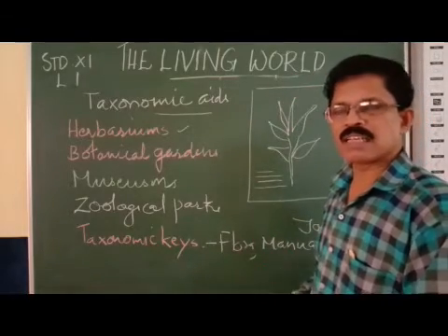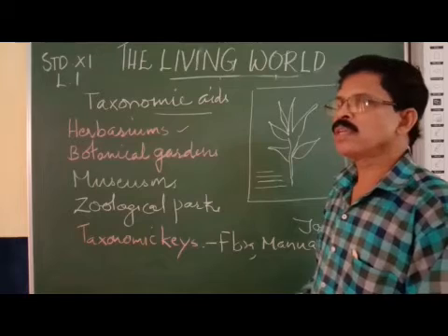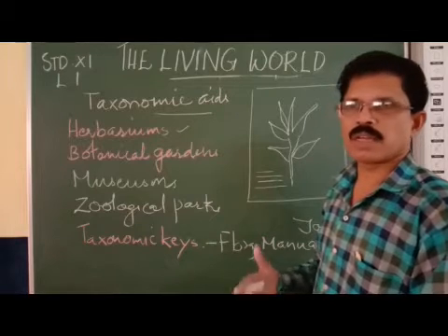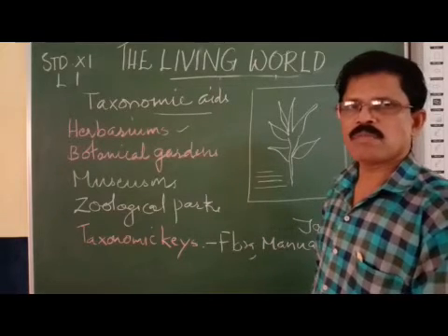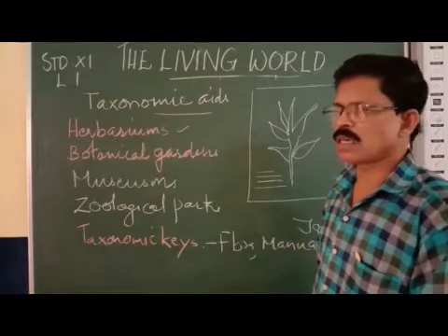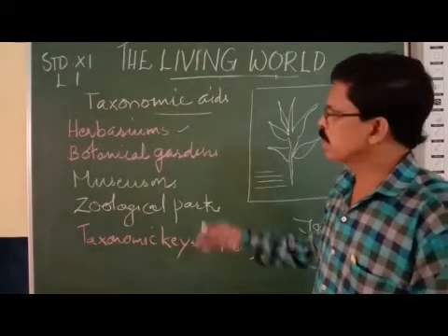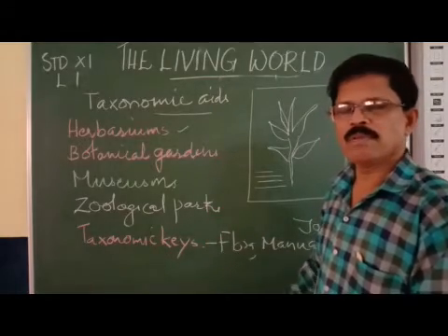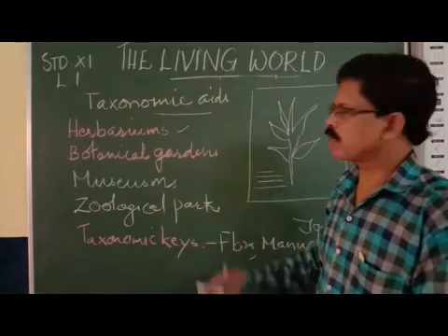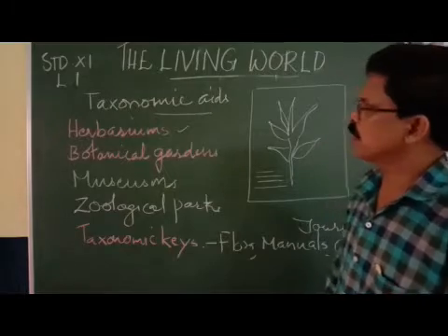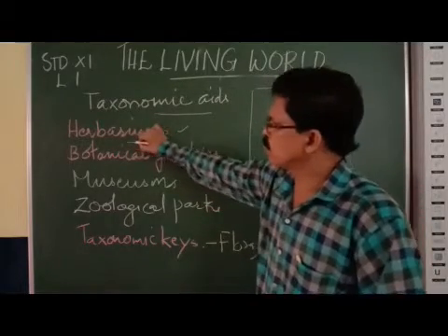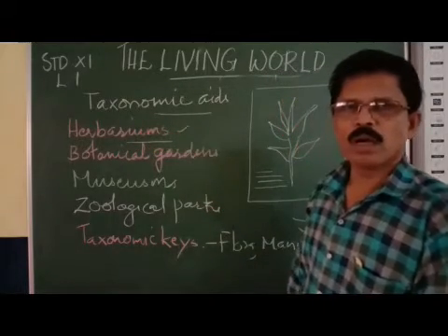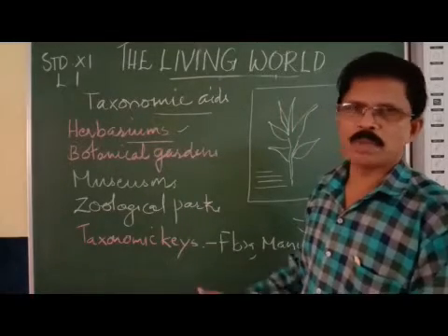These herbarium sheets are arranged based on an accepted system of classification. There are different types of botanical gardens. Calcutta Botanical Garden is there. Herbarium garden is there. Herbarium storehouse is there. In different parts of the world, we can see different types of herbarium. These are some of the taxonomic aids that are very useful for identification and study purposes.